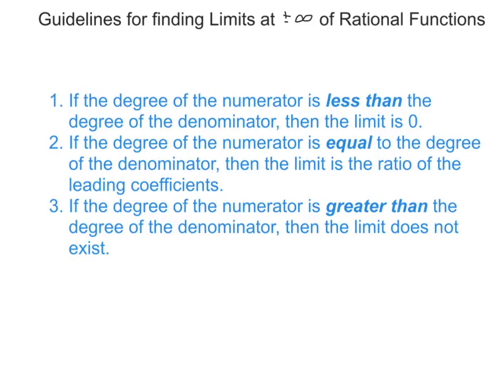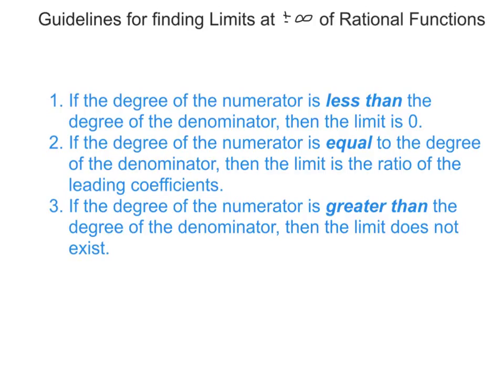And so what we have is this: if the degree of the numerator is less than the degree of the denominator, then the limit of that rational function as x goes to positive or negative infinity is going to be 0. If the degree of the numerator is equal to the degree of the denominator, then the limit of that rational function as x goes to positive or negative infinity is going to be the ratio of the two leading coefficients. Those are the coefficients on the highest degree term in the numerator and denominator. And the third one is if the degree of the numerator is greater than the degree of the denominator, then the limit does not exist.